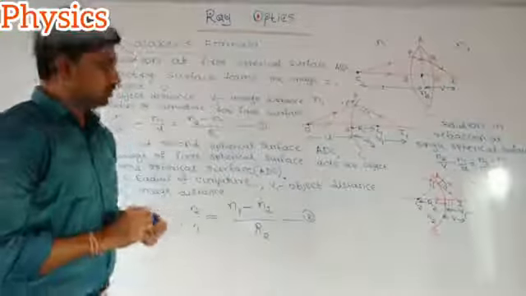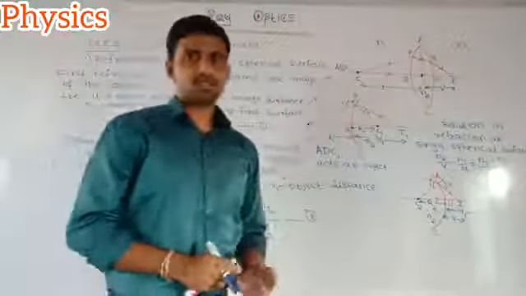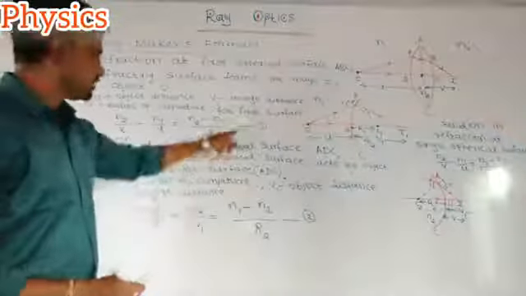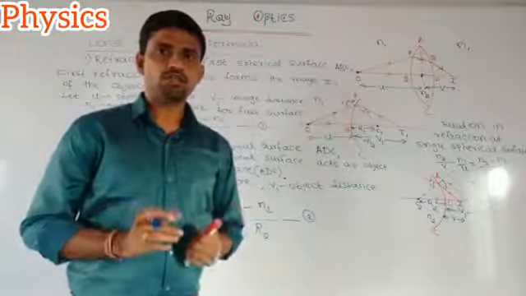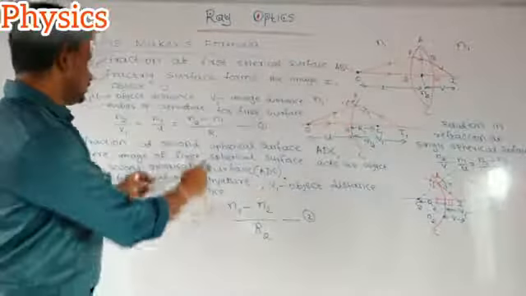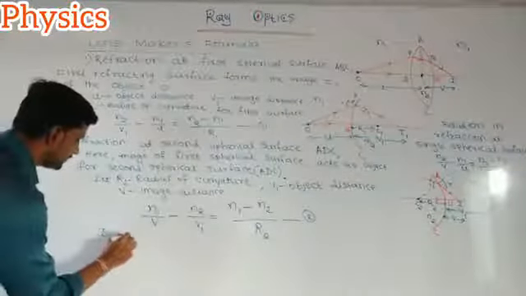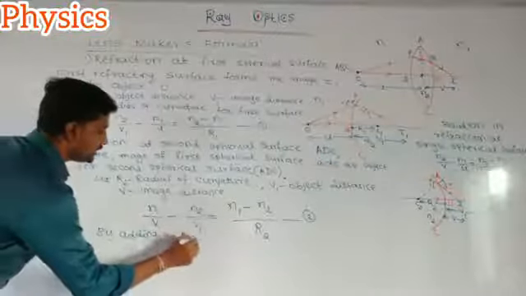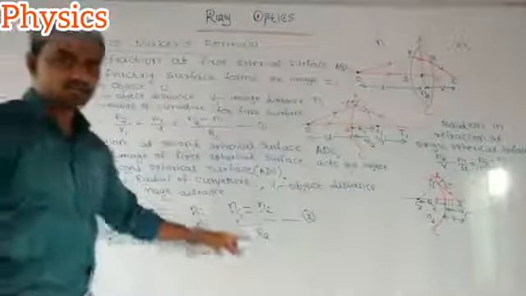Okay, so we observed here refraction at two spherical surfaces, and we got two equations from that. This is the first equation and this is the second equation. Now what I am going to do is add both the equations. By adding equation 1 and equation 2.